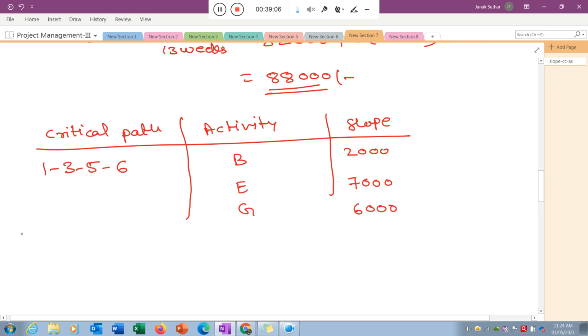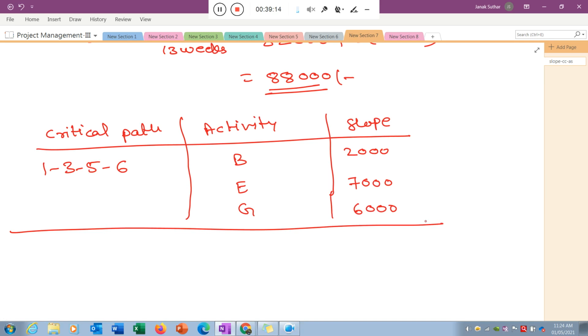Now this is the next iteration, and I am again asking: I want to reduce my project time. How can I reduce it? By reducing the critical activities. So which activity should I select for the reduction? We need to select the economical activity, which increases the cost minimally and reduces the time. So if I compare B, E, G, the B activity is the most economical. So I can reduce the activity B.